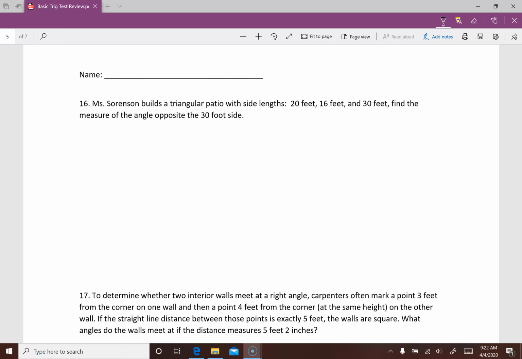All right, let's jump on to page 5 here. So Ms. Sorensen built a triangular patio with side lengths 20, 16, and 30 feet. Find the measure of the angle opposite the 30-foot side. I'm just going to go ahead and draw a triangle here, and it doesn't have to be super to scale. I'm going to call this A, B, and C. And then it told me that the sides were 30, 16, and 20.